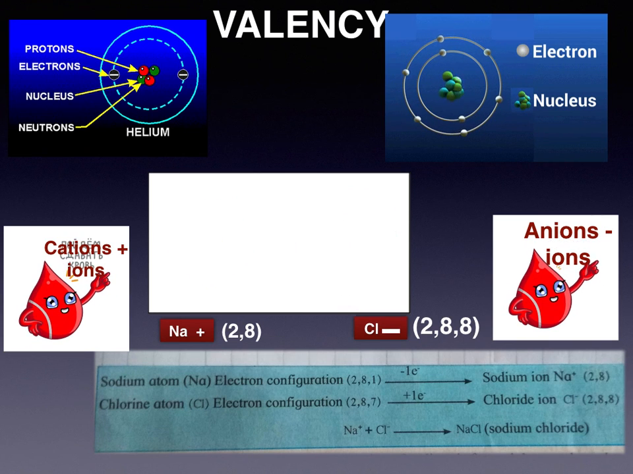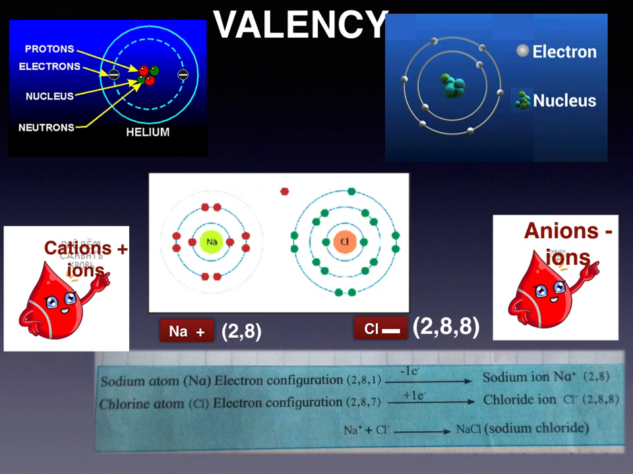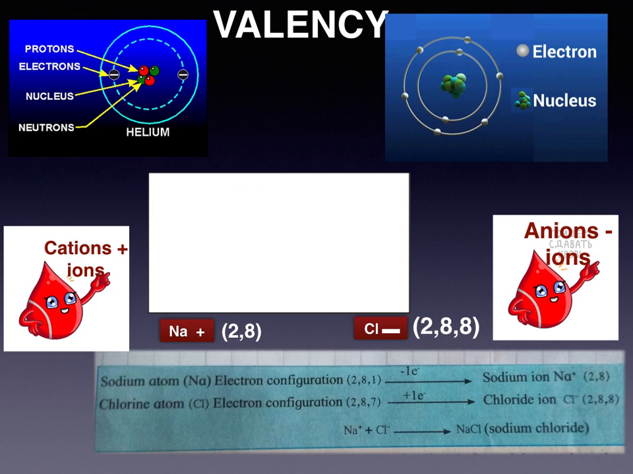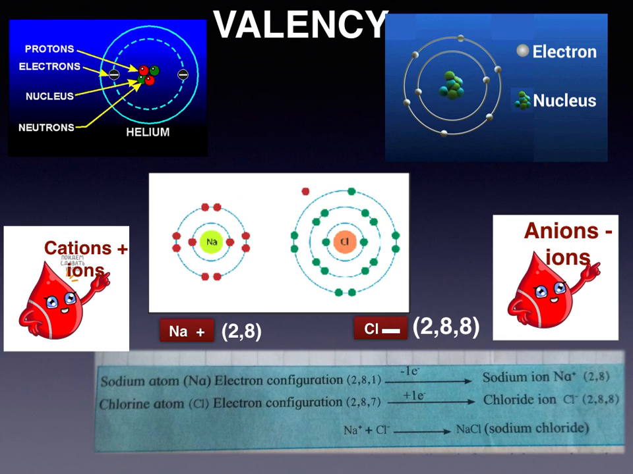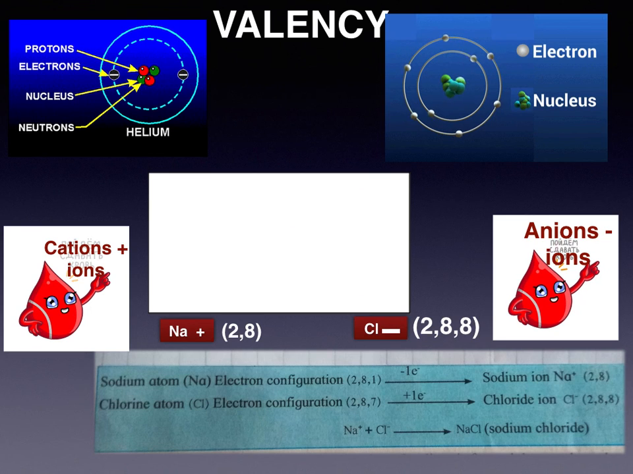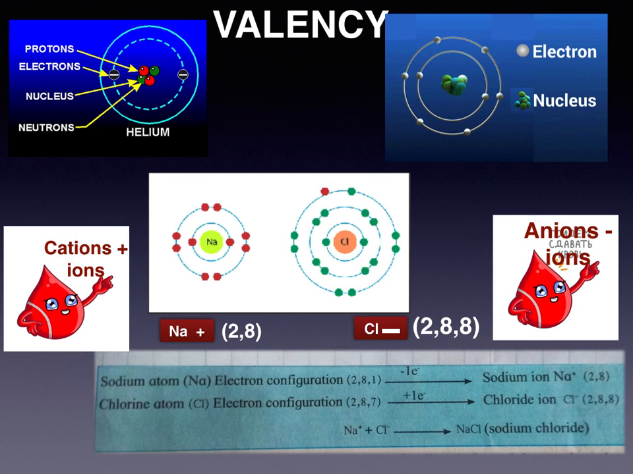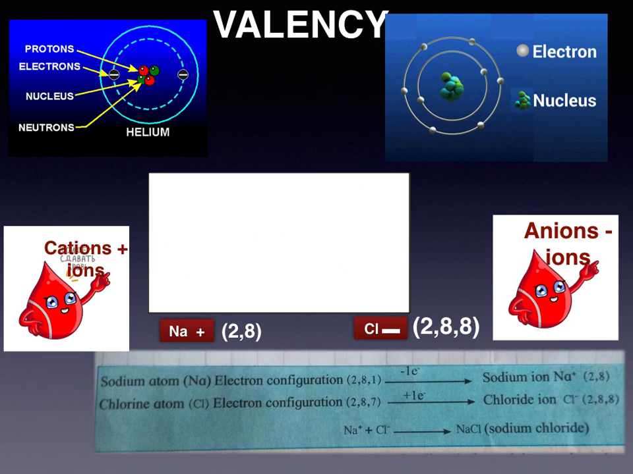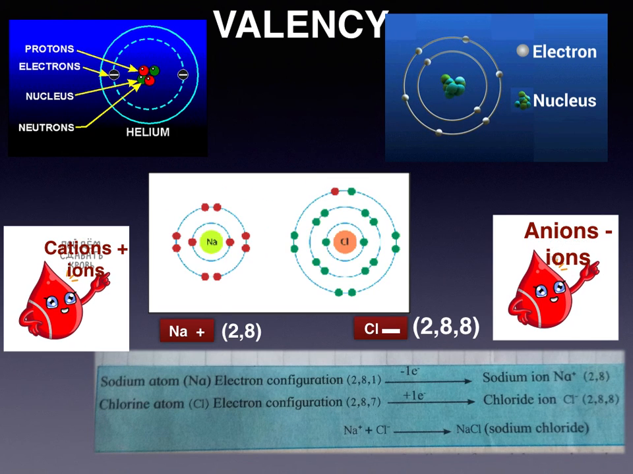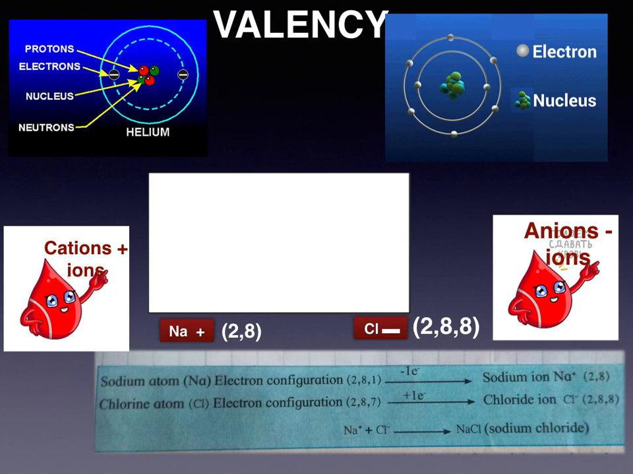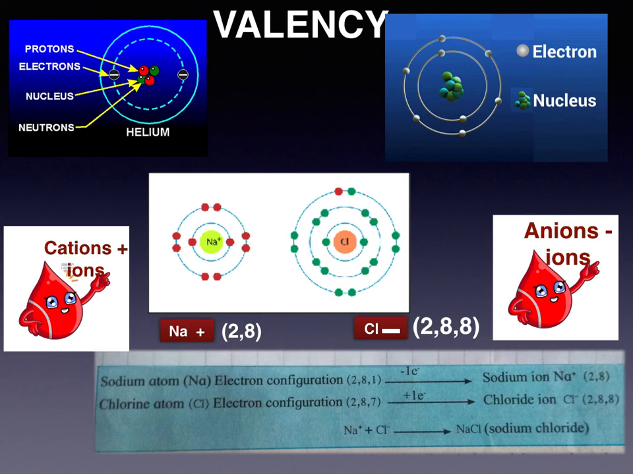The first orbit or K shell will have 2 electrons, that is, the number of the shell is 1, so 2n square will be equal to 2. The second shell will have 2 multiplied by 2 square, which is equal to 8 electrons. The third shell will have 18 electrons, the fourth shell will have 32 electrons and so on. The maximum number of electrons which can be accommodated in the outermost orbit is 8.